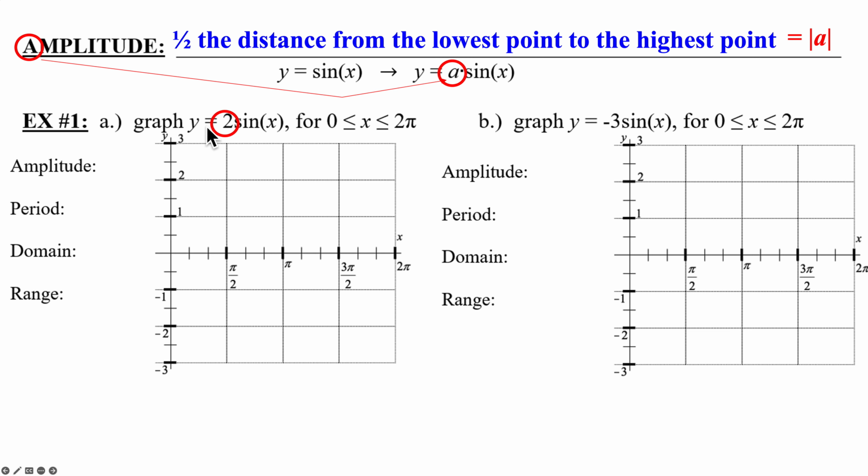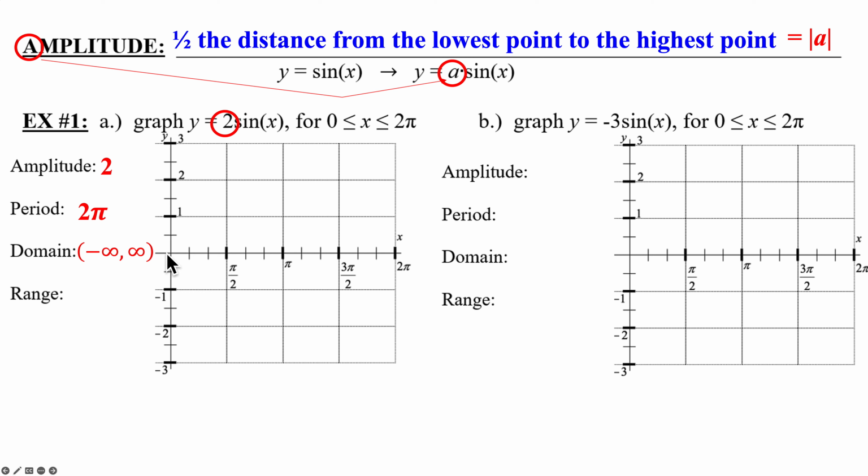So in this example here, I have 2 sine of x. So that 2, make it positive, that's your amplitude. My period length is 2 pi. My domain would be all real numbers, and my range, check, check, we're multiplying 2 to every y coordinate because it's technically outside the function.